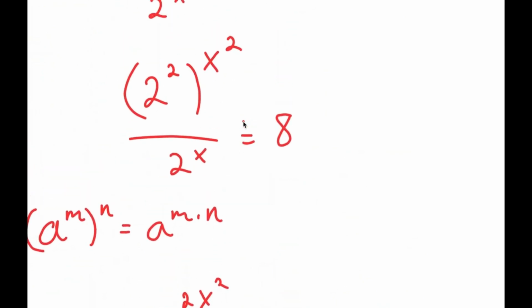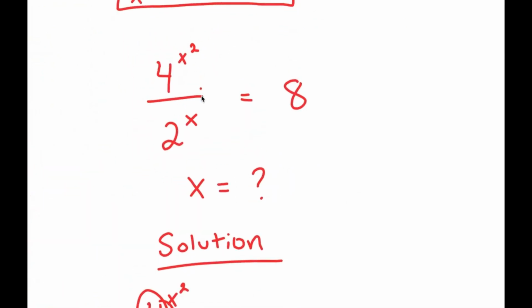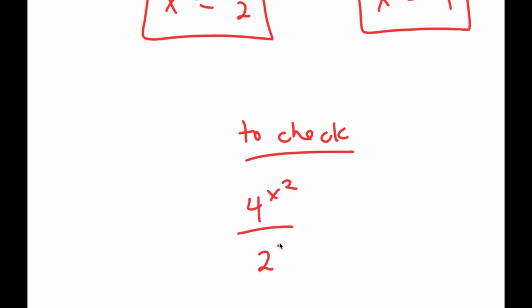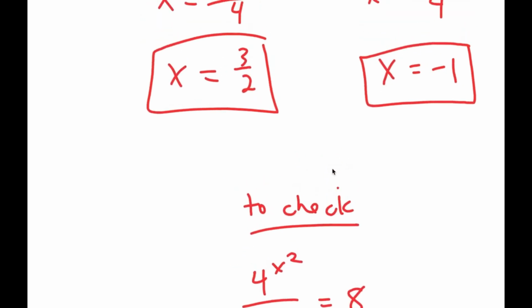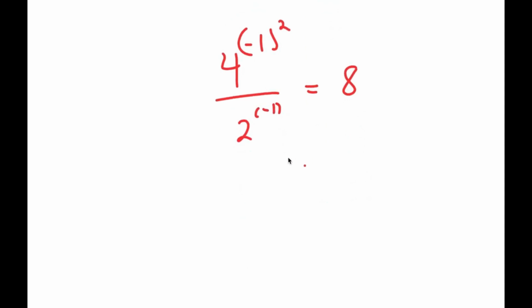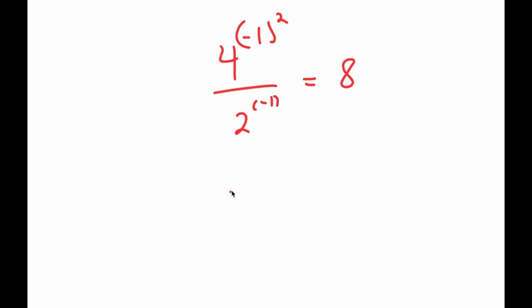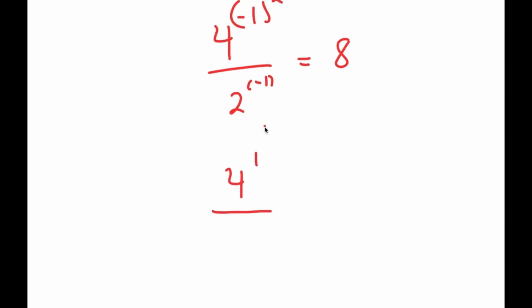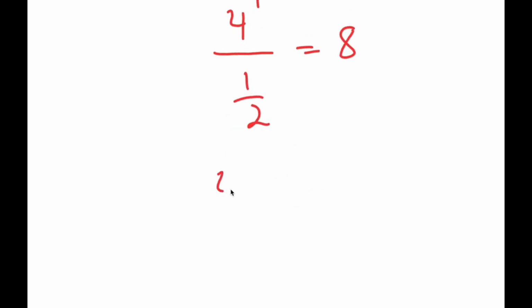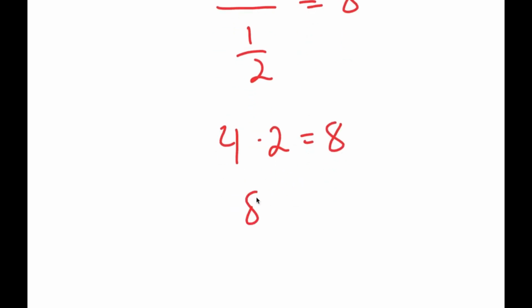So now, going back here, I have 4 to the power of x squared over 2 to the power of x equals 8. So I'm going to check these two solutions. I'm going to first start with negative 1. So if I plug in x for negative 1, I get 4 to the power of negative 1 squared over 2 to the power of negative 1 is equal to 8. So 4 to the power of negative 1 squared is the same thing as 4 to the power of 1 because negative 1 squared is just positive 1. And 2 to the power of negative 1 is 1 over 2. So this turns into 4 times 2 is equal to 8, and 8 is equal to 8.